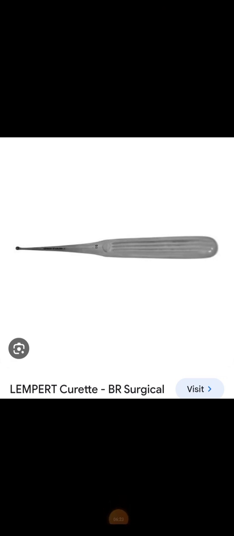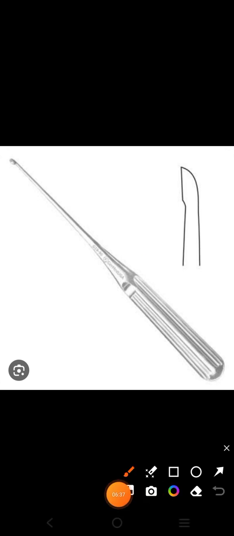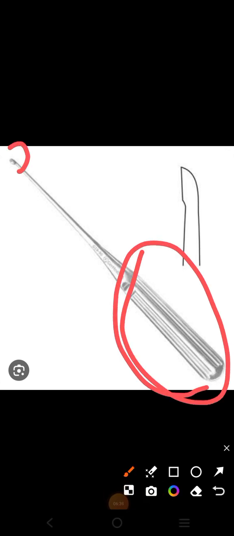You can see that on its handle some striations are present, and its tip has somewhat spoon-like shape. Here you can again see in a zoomed out picture that its handle has some striations present in it, and its tip has somewhat spoon shape. Okay, and this is Lempert's curette.